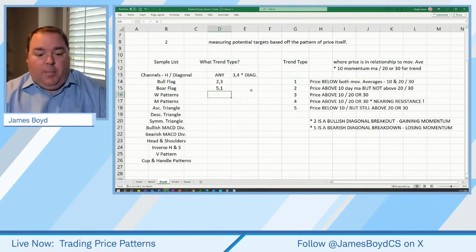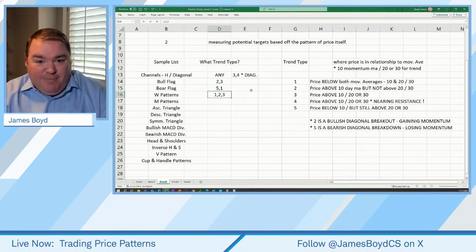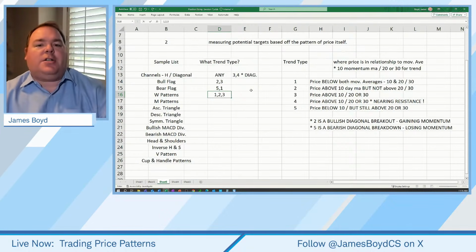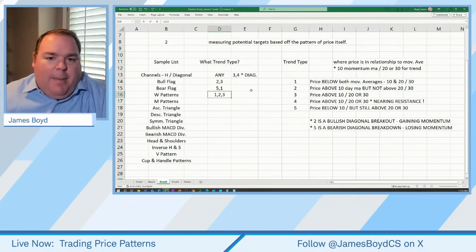Well, you tend to see W patterns in 1, 2, and 3. 1 means you have been selling off. 2, the price starts to get above the short-term moving average. And 3, because the stock might be starting to really make a higher high.